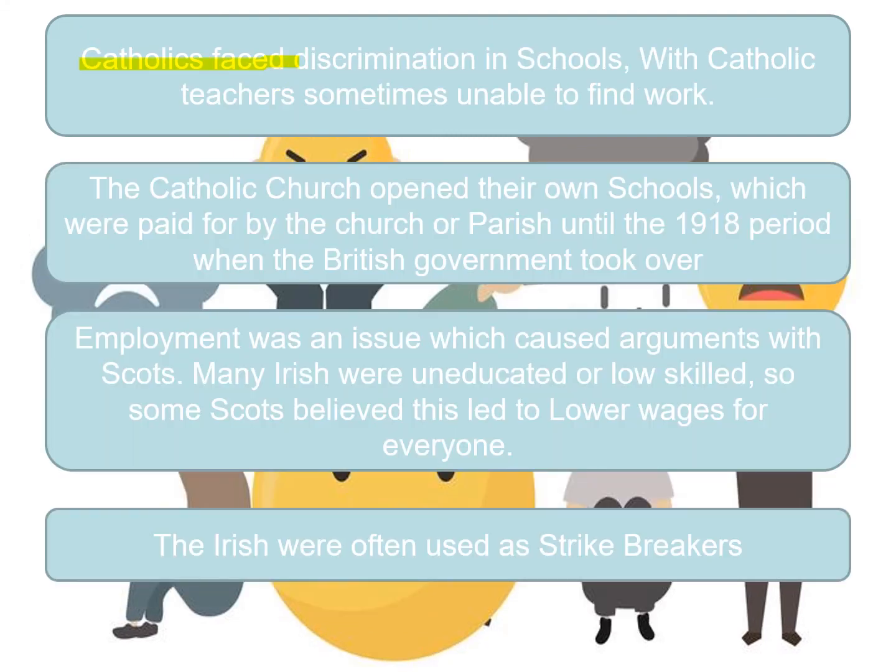The Catholics faced discrimination in schools, and the Catholic teachers sometimes couldn't find work because they were Catholic. So they opened their own schools, which we've talked about as well, until 1918 after the war, when the British government took them over and they agreed to allow religious teaching to continue. Employment was an issue, which caused arguments with the Scots, which we have said already.